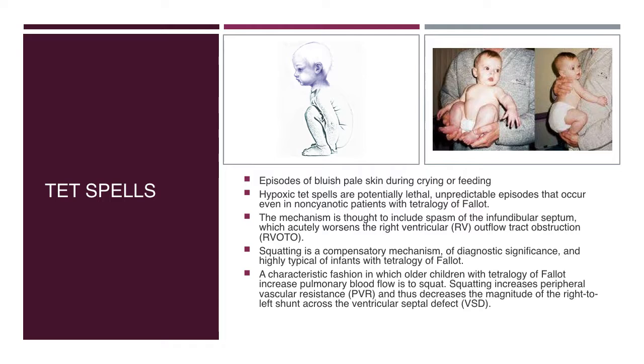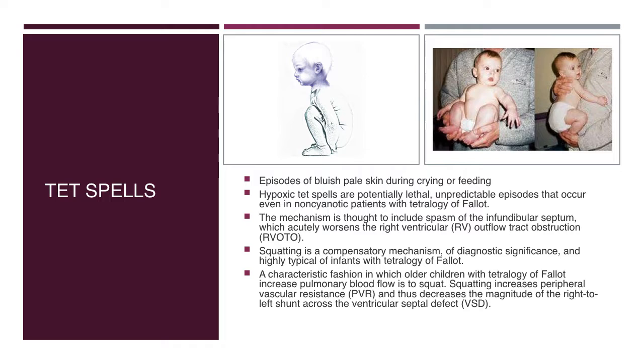The mechanism is thought to include a spasm of that septum that acutely worsens the right ventricular outflow tract obstruction. So in other words, what they're saying is that the right pulmonary artery, I'm sorry, that pulmonary artery is becoming more constricted during this tet spell.